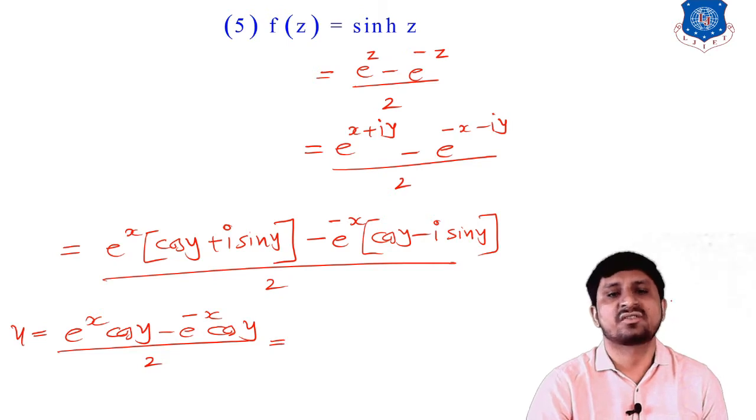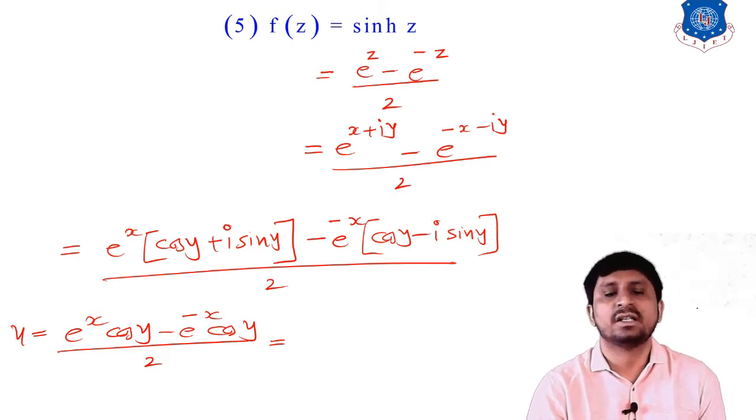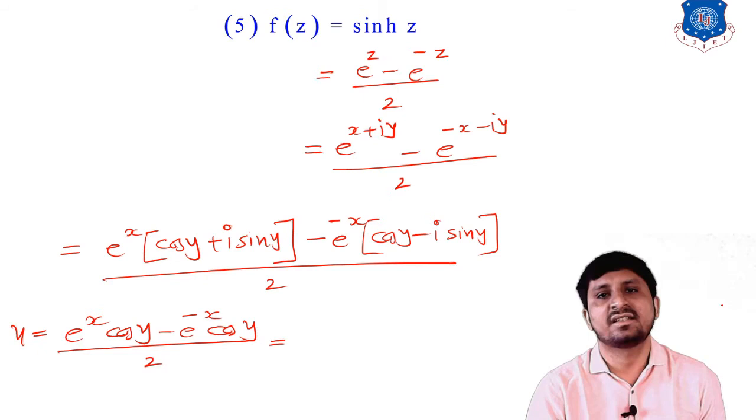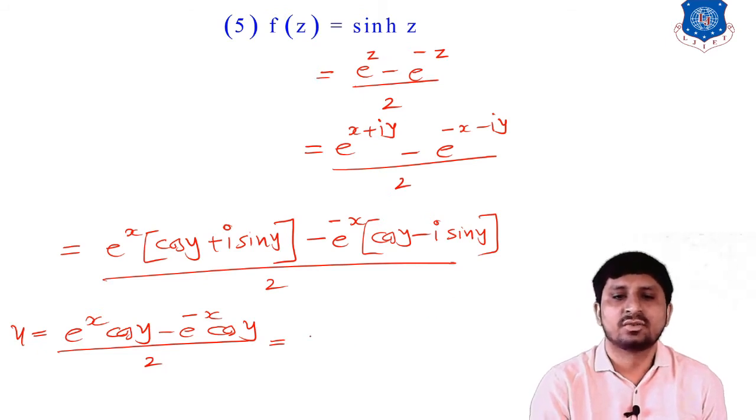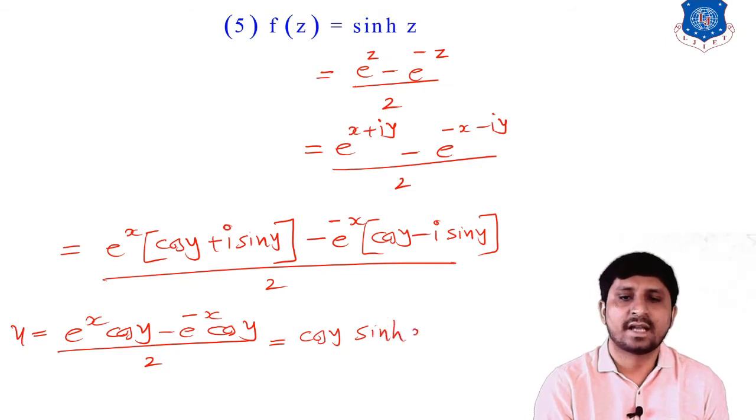If we take cos y as a common term, then in the bracket we have e raised to x minus e raised to minus x divided by 2. So that is sine hyperbolic x. So this is cos y sine hyperbolic x.